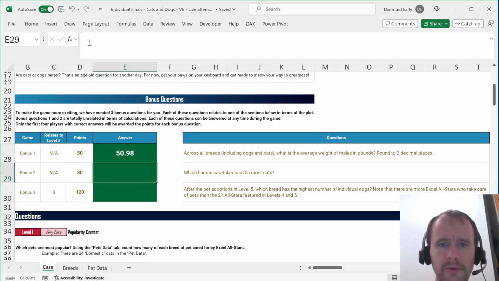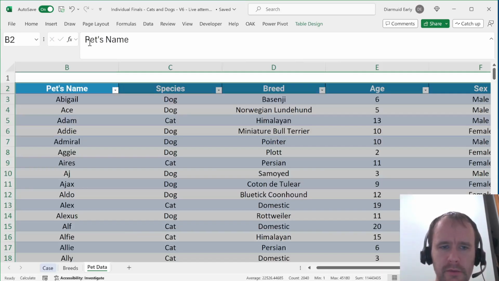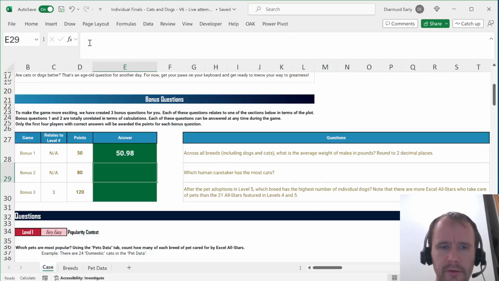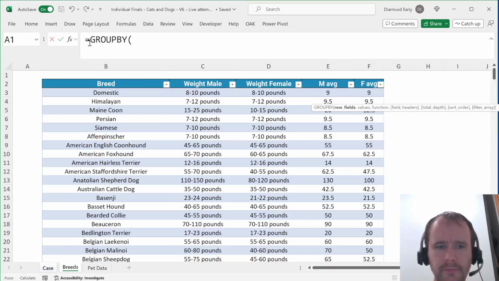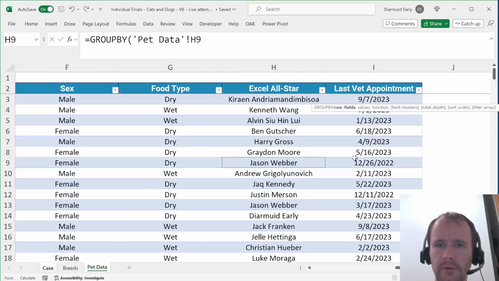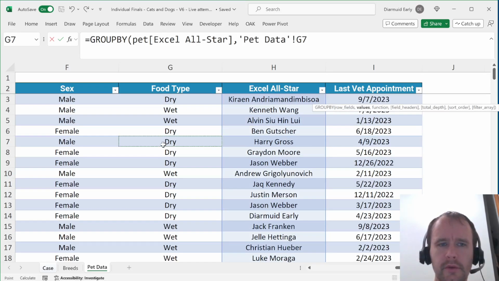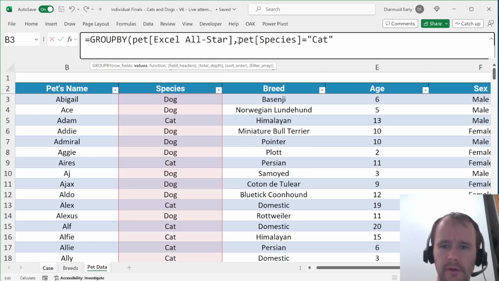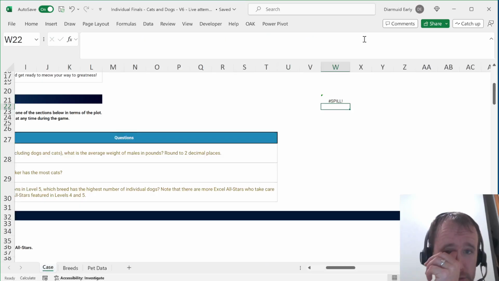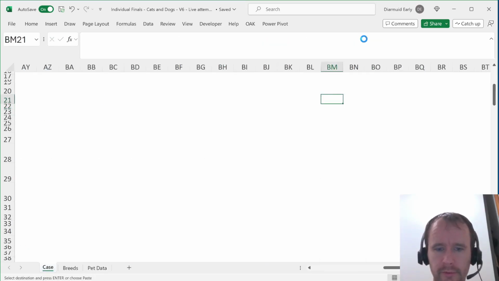Okay. Which human caretaker has the most cats? So I think that for this I can do a group by. So I'll just give myself enough space to actually do it. So we'll do group by. So I'm going to group by the all-star, where the values is, let's say that equals cat. I could filter, but this is going to work fine, I think. So I'll say minus minus that equals cat. And the filter function is sum. Spills, okay, fine, so move it over here.